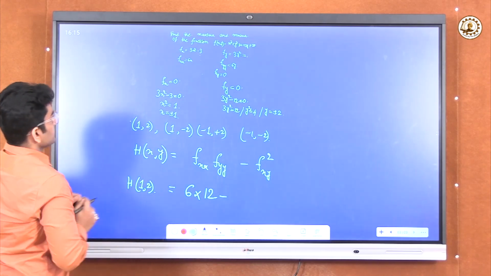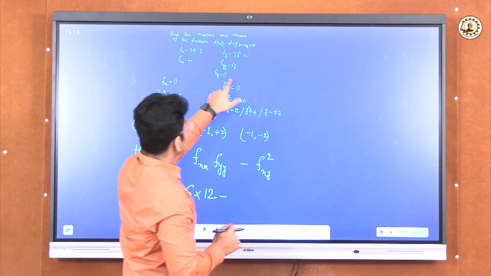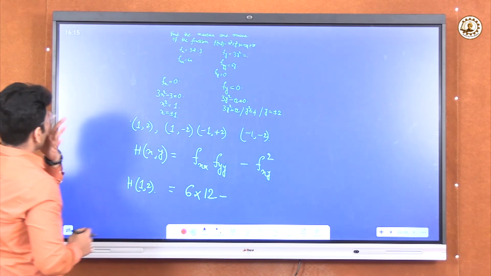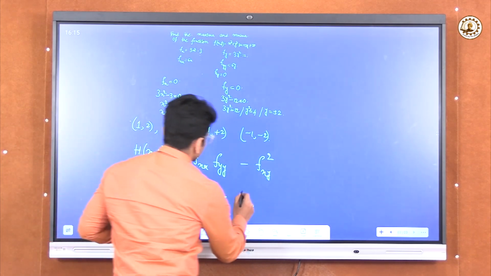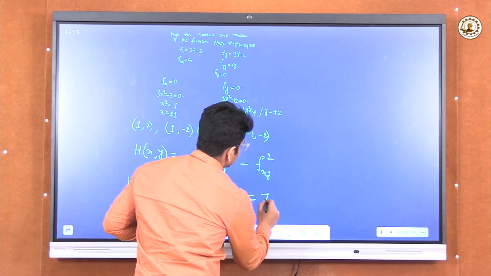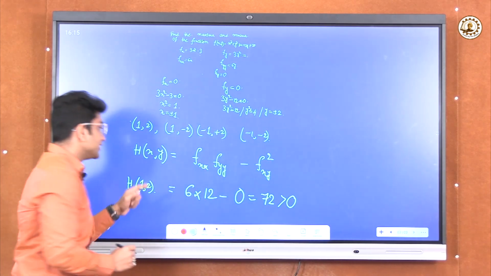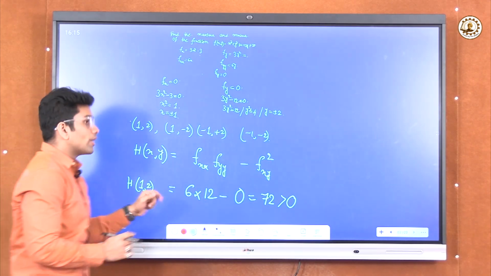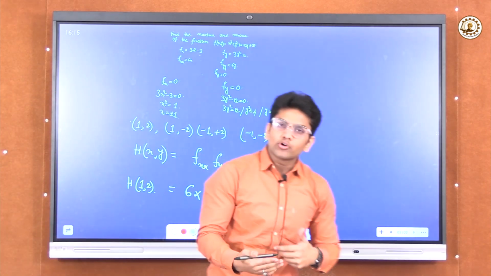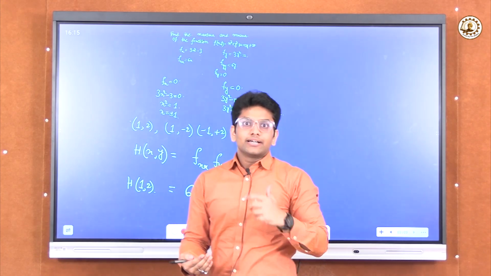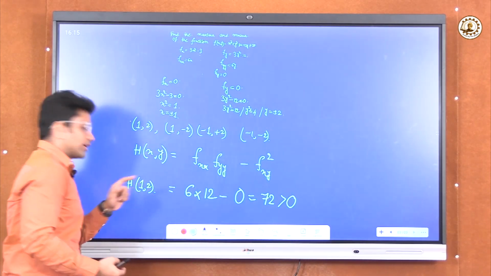Now fxy is 0, so fxy square will be equal to 0. So it is coming 72. Now 72 is greater than 0. As 72 is greater than 0 at (1, 2), a maximum or a minimum may be possible. A saddle point will not come at (1, 2).